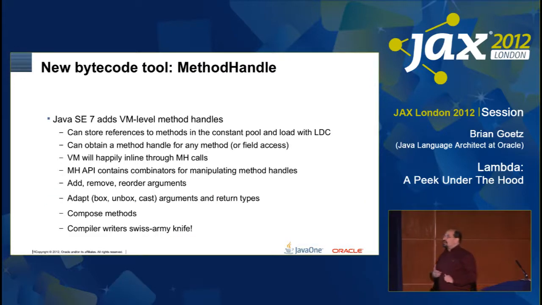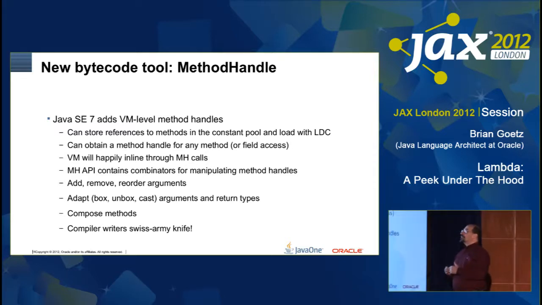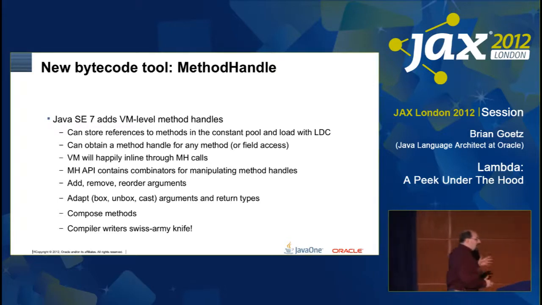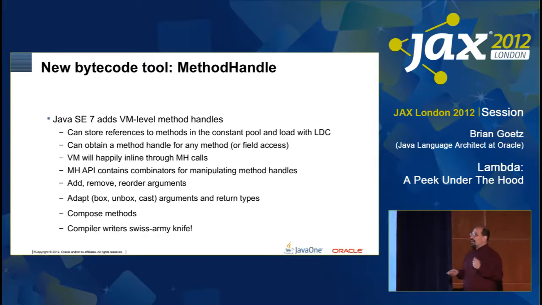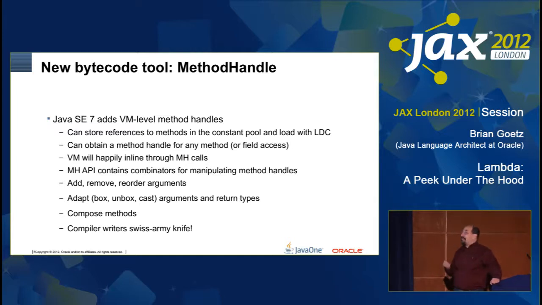Okay, so in Java SE7, we added a new bytecode. Getting ahead of myself. Rewind. We added a new mechanism for compiler developers to represent behavior called method handles. So there's a set of library classes called method handle, and there is VM support for method handles. So you can think of a method handle as being a VM level closure.